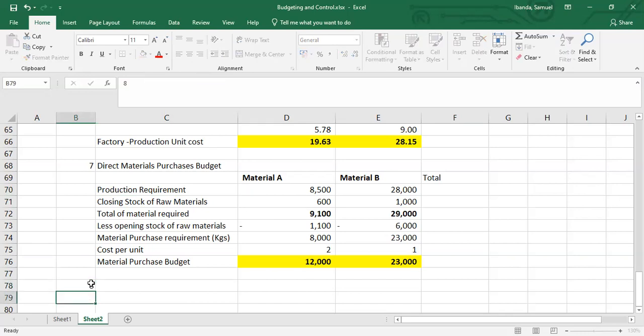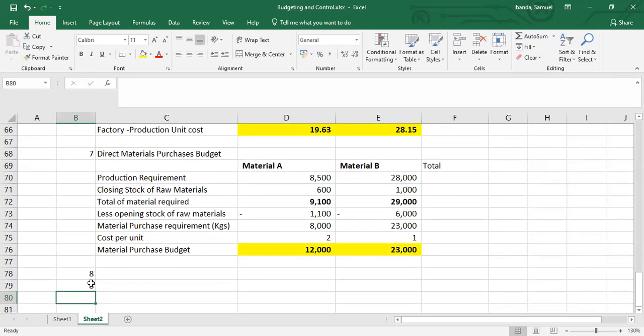Now, the next part of the question asked us to determine the cost of goods sold budget.